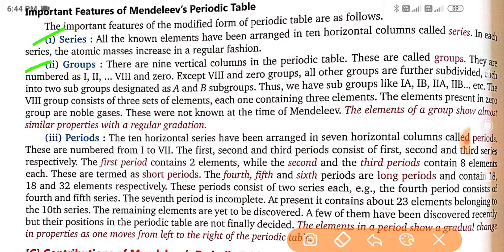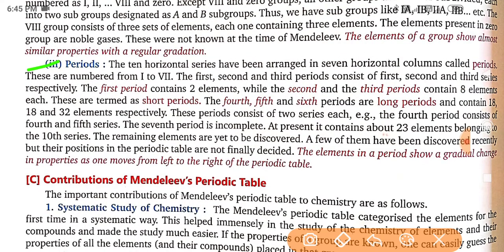Except the eighth and zero groups, all other groups are further subdivided, each into two subgroups designated as A and B subgroups. Thus, we have subgroups like 1A, 1B, or second A, second B, etc. The eighth group consists of three sets of elements, each one containing three elements. The elements present in the zero group are noble gases. These were not known at the time of Mendeleev. The elements of a group show almost similar properties with a regular gradation. And the third thing in his periodic table is periods. The 10 horizontal series have been arranged in 7 horizontal columns called periods, like that.